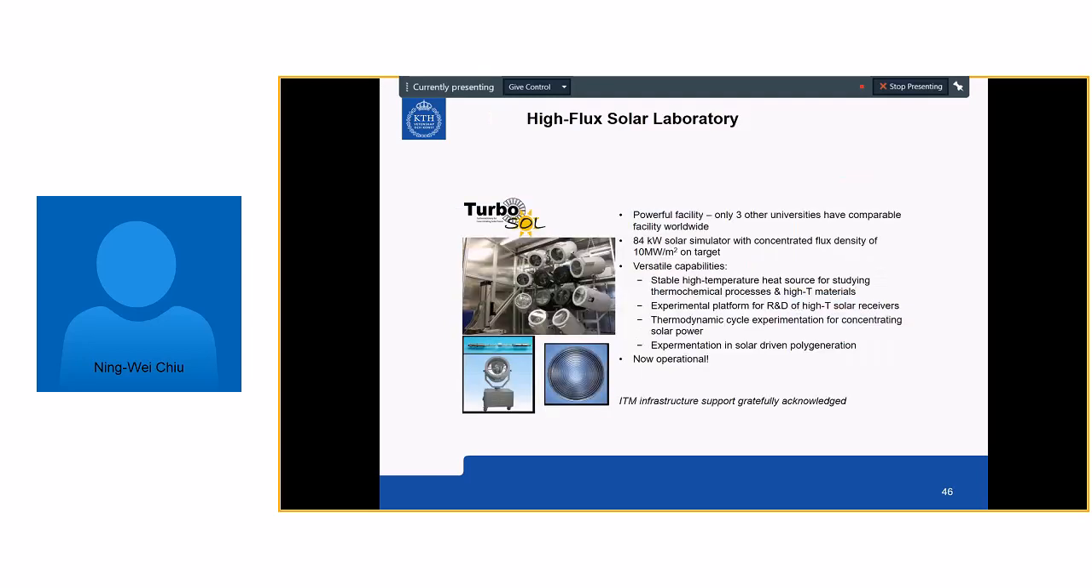This is the high flux solar lab that we have. So we have 11 or 12, I think, of the solar lamps where we can concentrate at 10 megawatt per square meter of concentration of energy. So this simulates the CSP, the concentrating solar tower. And then we test different receivers to see how efficient the receivers are, because the higher the coefficient of absorption is, the better the receiver is.